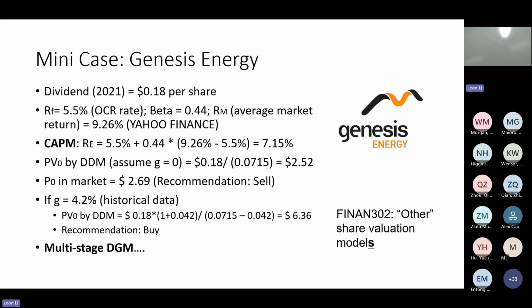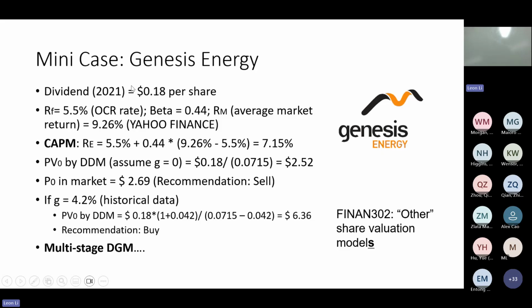I give you the mini case, so you know in practice how financial analysts do the share valuation. All right. So let me show you how we do the share valuation. So you can see this slide, this example I used before, the 2021. Please assume today is 2021, right? So we would like to know the share value of Genesis Energy.